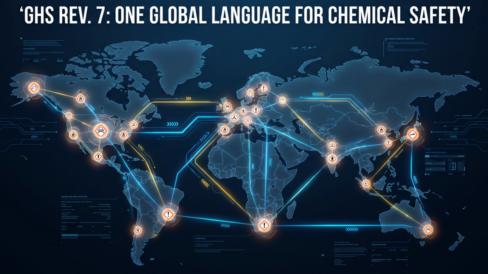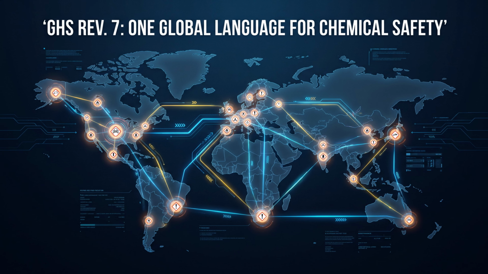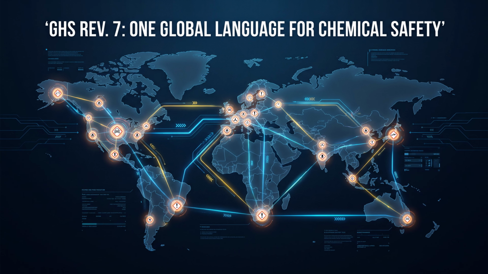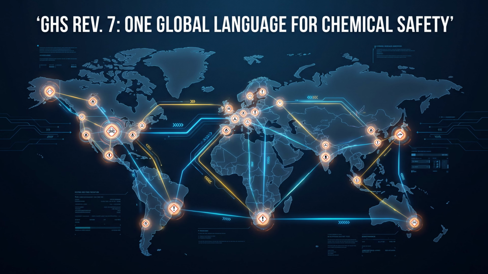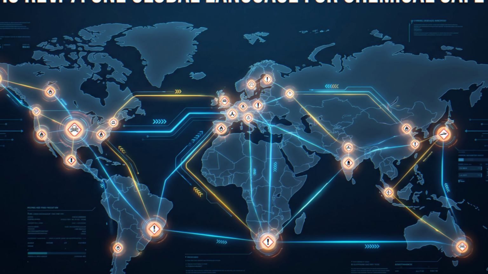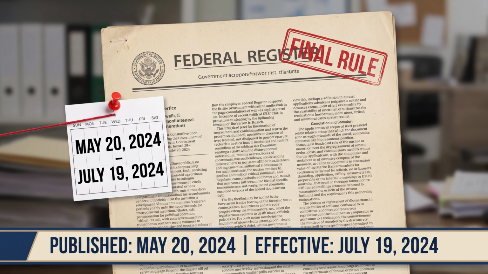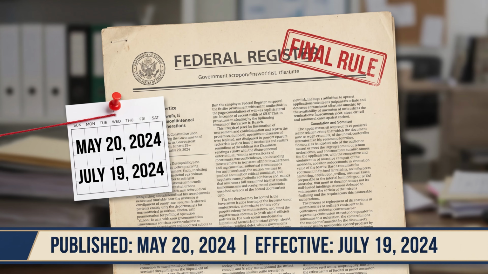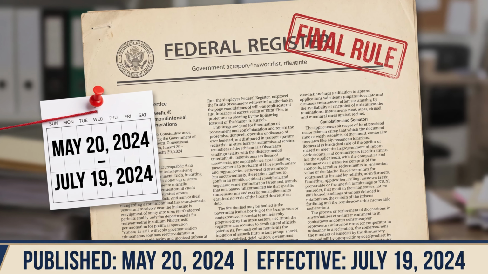GHS stands for the Globally Harmonized System of Classification and Labeling of Chemicals, a United Nations framework, so a chemical hazard means the same thing whether you're in Charlotte, Toronto, or Tokyo. OSHA's 2024 final rule updated the U.S. Hazard Communication Standard to align mostly with the 7th revision of GHS, with a few elements borrowed from the newer Revision 8. OSHA published this final rule on May 20, 2024, and it took effect July 19, 2024. It's the biggest HazCom update since the US first aligned with GHS back in 2012.